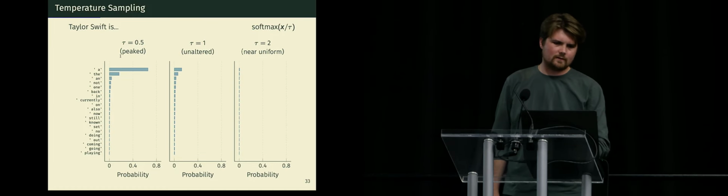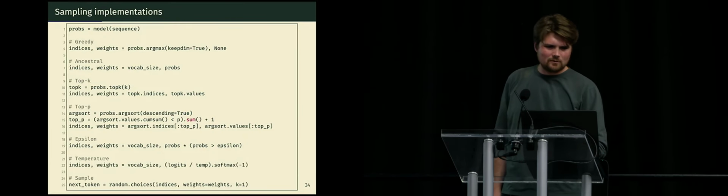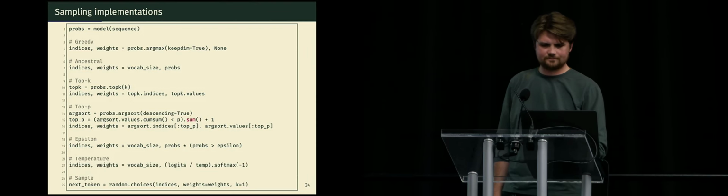You've probably heard enough of Taylor Swift recently, but all our examples are Taylor Swift. So with temperature at 0.5, you see this very peaky distribution. With higher temperatures, you see this very uniform distribution.